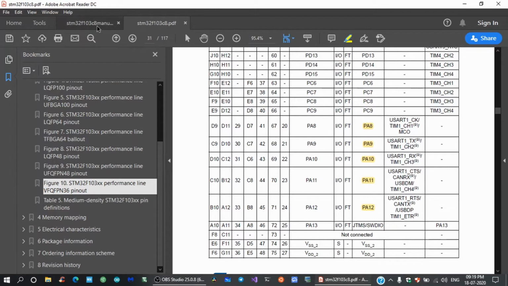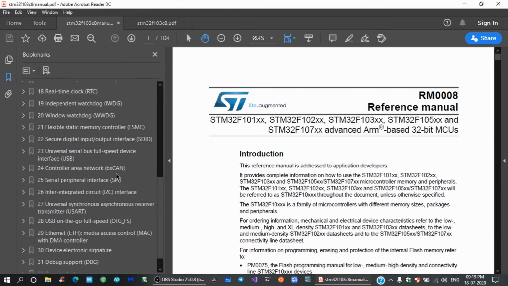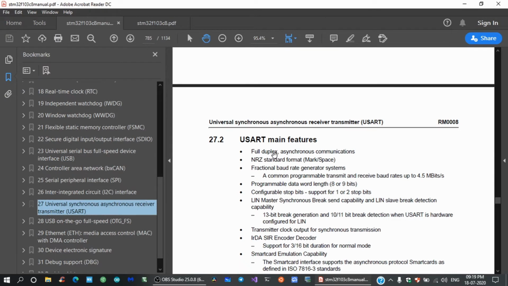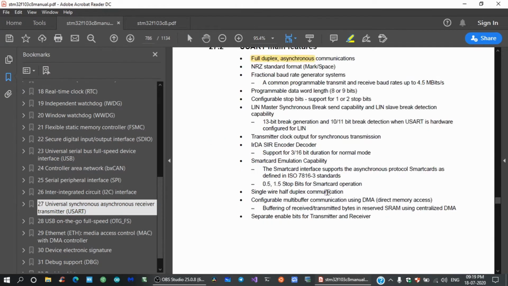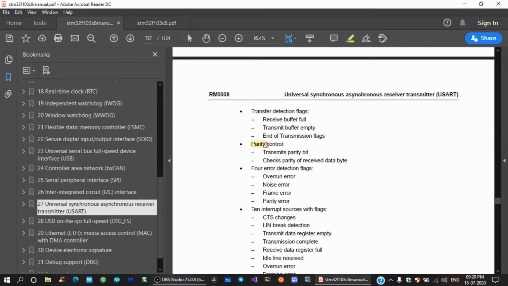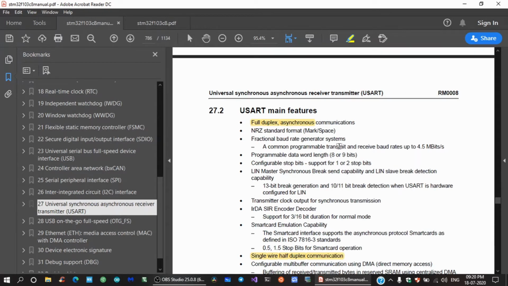Okay, now let's look at the registers. In the UART section of this datasheet, we see that STM32 supports full duplex asynchronous communication. It has single-wire half duplex communication. It supports parity bit control and error detection flags. It has programmable transmit and receive baud rates up to 4.5 Mbps, and we can configure whether we need 1 stop bit or 2 stop bits.